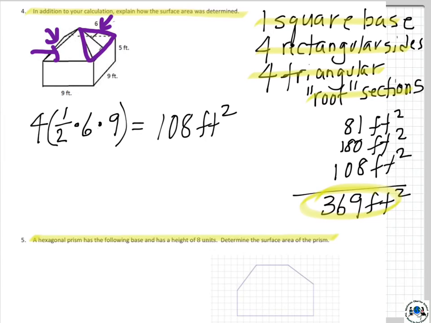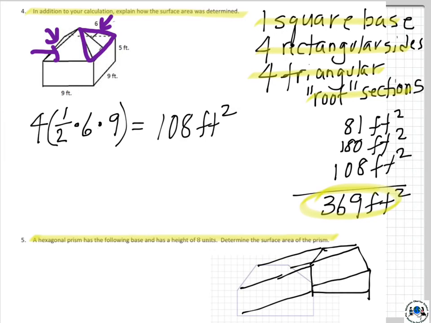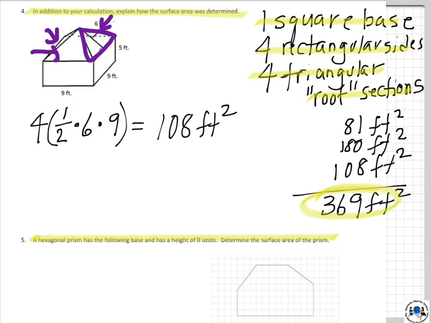We have another one here. A hexagonal prism has the following base and has a height of 8 units. Okay. Oh, sorry, I want to stop that for a second. Just want to show you something here. This is going to turn out to be wonky anyway, so I'm not even going to ask you to go ahead and do this one. I just want you to follow along with me, so don't quite worry about this one.